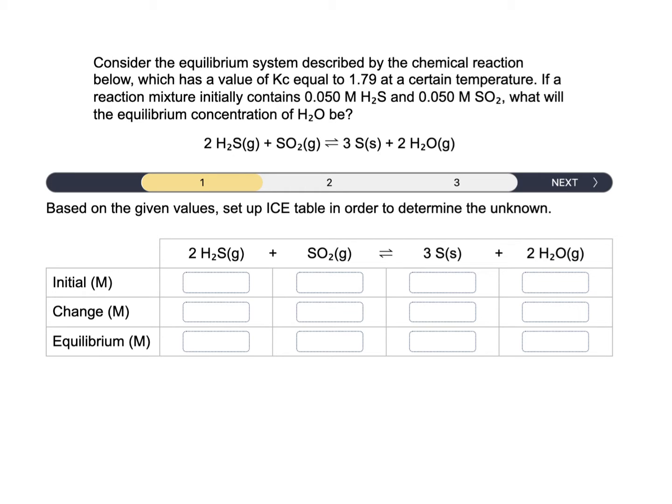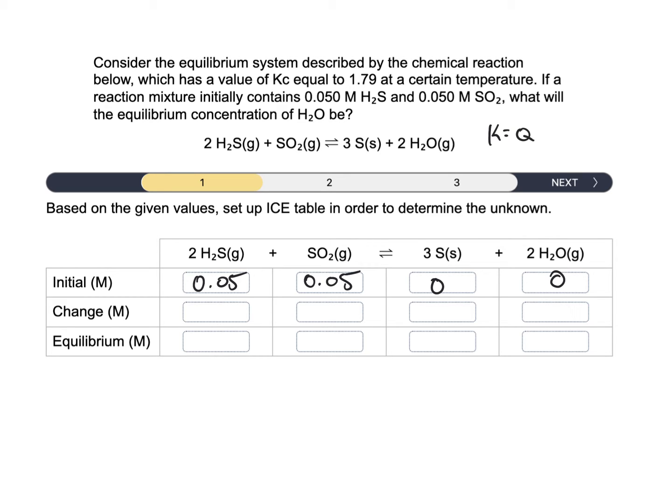Okay, so the first step here, we have a given amount of H2S and SO2. So we can plug those in, 0.05, 0.05, and 0 of each of the products. Remember, we should also write out K equals Q, so I'm going to do that here.